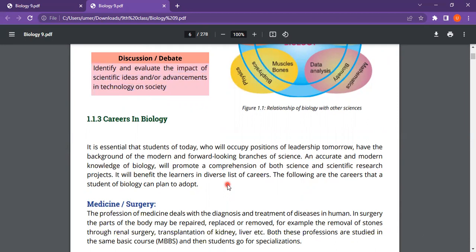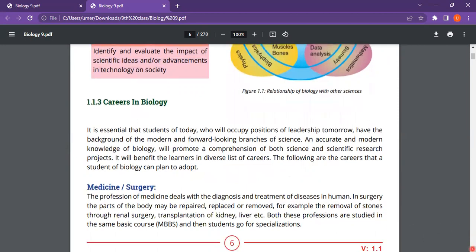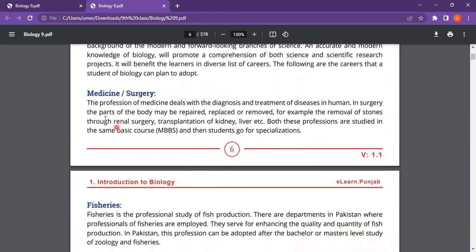It will benefit the learners. List of careers: the following are the careers that a student of biology can plan to adopt. Medicine and surgery. The profession of medicine deals with the diagnosis and treatment of diseases in humans. In surgery, parts of the body may be repaired, replaced, or removed, for example, the removal of stones through renal surgery, or transplantation of kidney, liver, etc. Both these professions are studied in the same basic course, MBBS, and then students go for specialization.